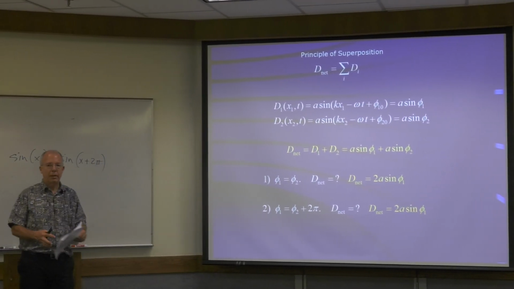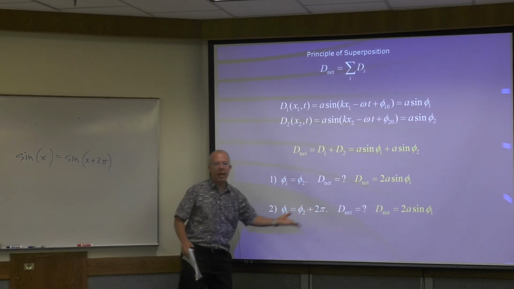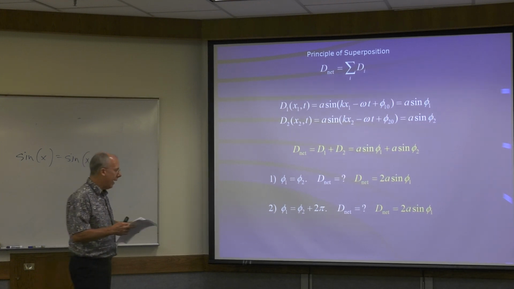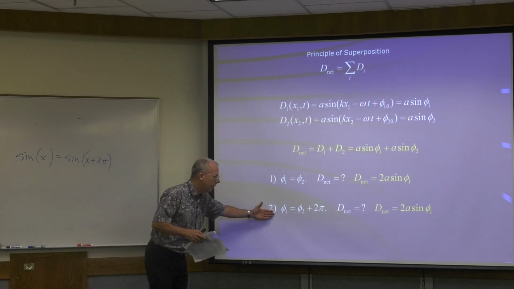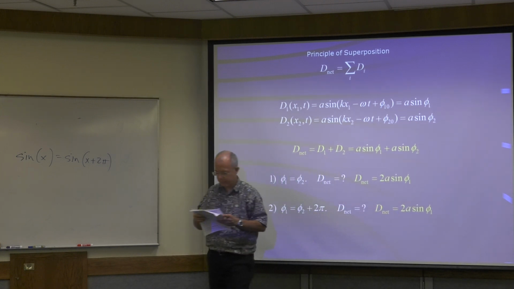And then, what would it be if this was 4 pi? If that were 4 pi, it'd be the same answer, because sine is periodic in 2 pi. So again, this is in phase, and you're going to get constructive interference.